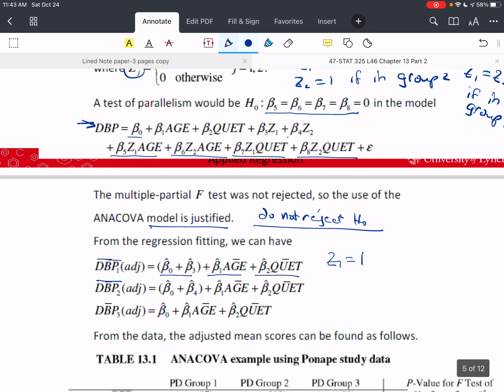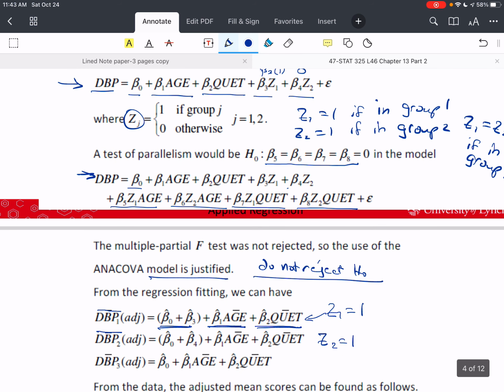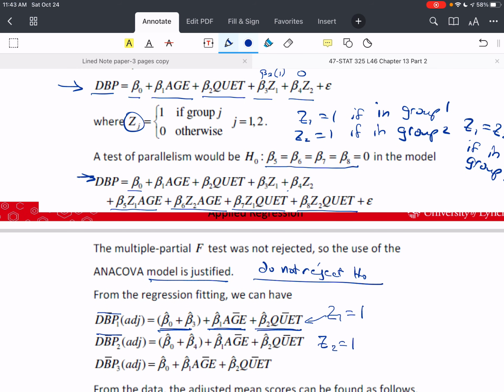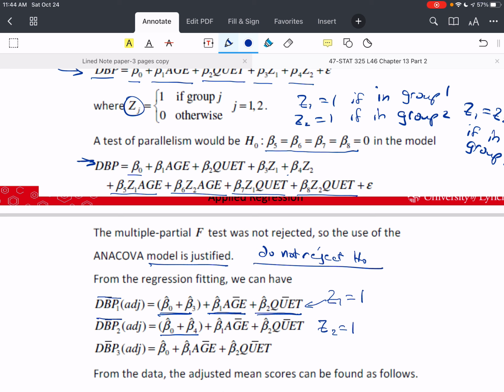And then if Z2 equals 1, we look in our model and we see that beta 4 would be times 1 and beta 3 would be times 0. So we end up with beta 0 and beta 4, and then still beta 1 age, beta 2 Quet. And then for group 3, this means Z1 equals Z2 equals 0.